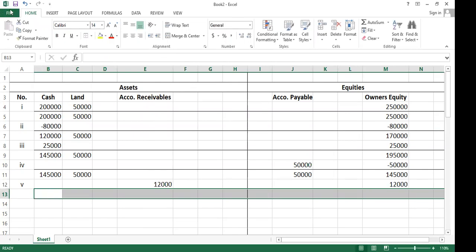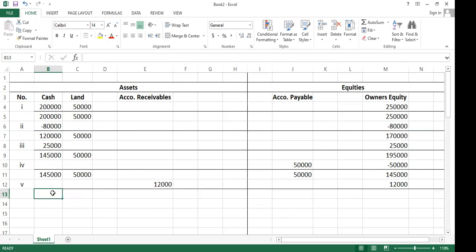Balance after the number 5 transaction. Cash balance is not changed, 145,000, and land not change 50,000, and newly add accounts receivable amount 12,000, and account payable not change 50,000, and owner's equity add 12,000, and now 157,000.